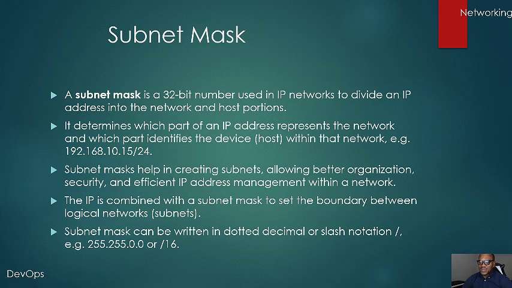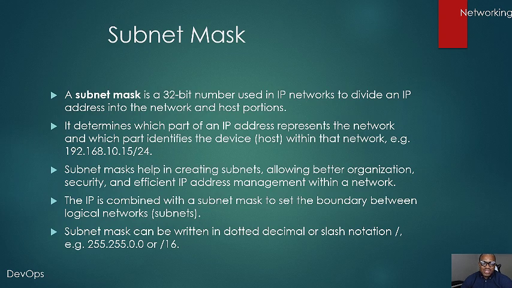And IP is combined with the subnet mask to set the boundaries, and subnet mask can be written in dotted decimal or slash notation, like you see /24 like this, and you can also write it like this in dotted decimal, which is 255.255. This is telling us that the first 16 bits are for the network. Once you see it like this, this is for the network and this is for the host. So a router is used to link different subnets together and route traffic between them.